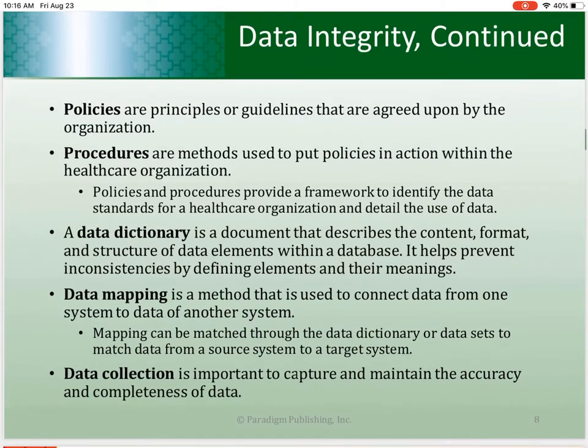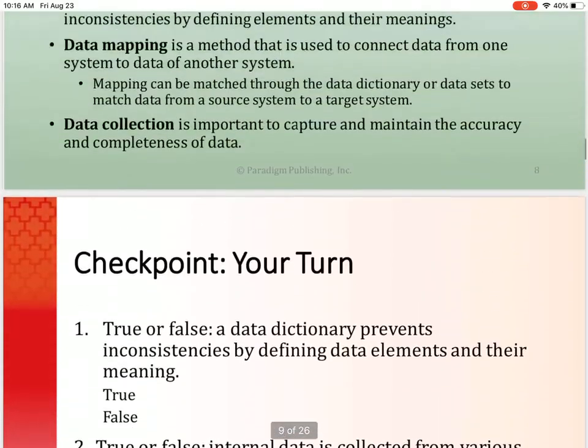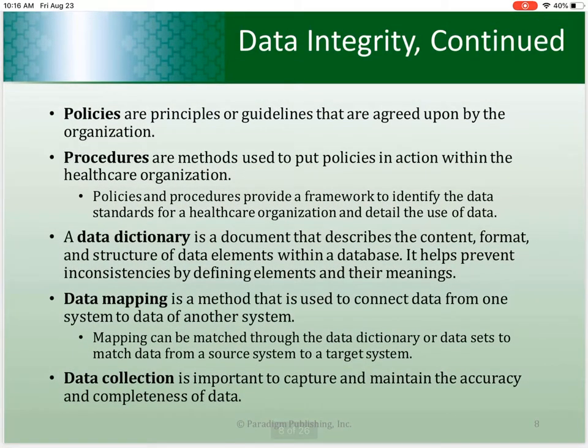All right, moving over to 272, going to get into, it's a little bit out of order. So data mapping. Talking about data mapping, this is a special type of dictionary. So data mapping is a method that is used to connect data from one system to another system. Data is analyzed in the original or source system to match data in the other or target system. So mapping the data is a key to accurate data connection. Data mapping can be matched through the data dictionary or data sets.